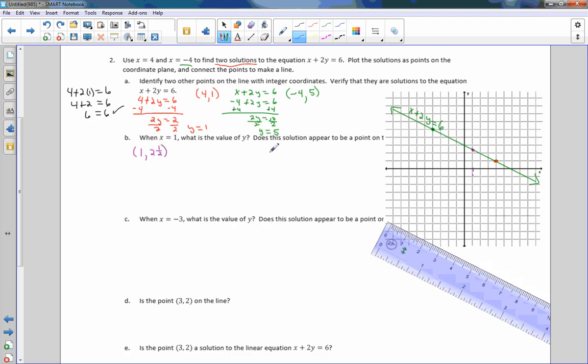So it says, does the solution appear to be a point on the line? It does. And then how do I verify that? Well, I plug it into my equation. So if x is 1, I'd say 1 plus 2 times y, which is 2.5 or 5 halves, equals 6. 1 plus, these 2's cancel and I get 5, equals 6. 1 plus 5 equals 6, and sure enough, 6 equals 6. So it is a solution. So the point is 1, 2.5, where 2.5 is my y value when x is 1.